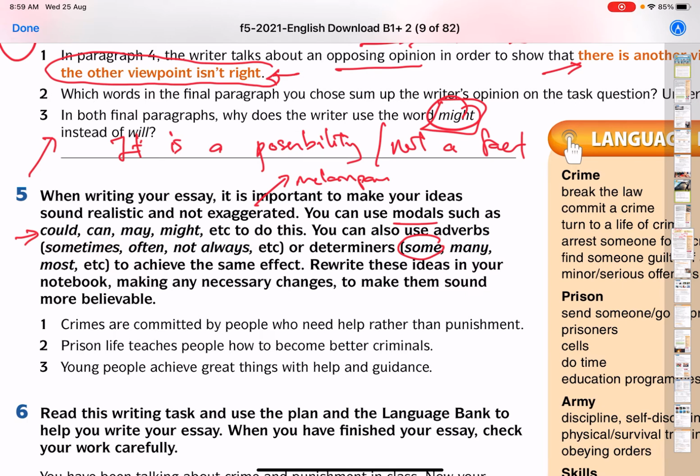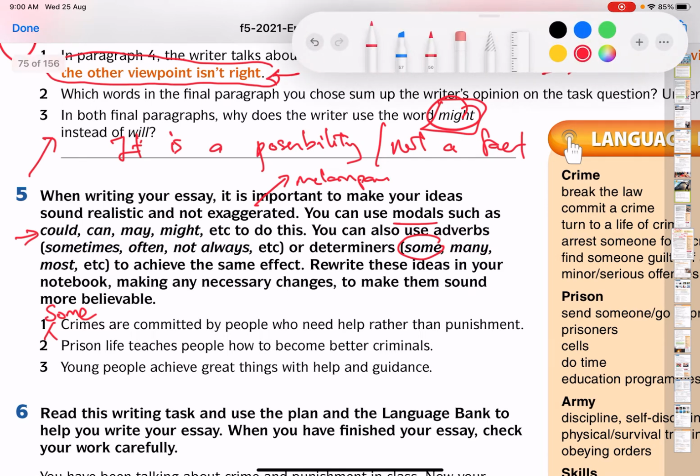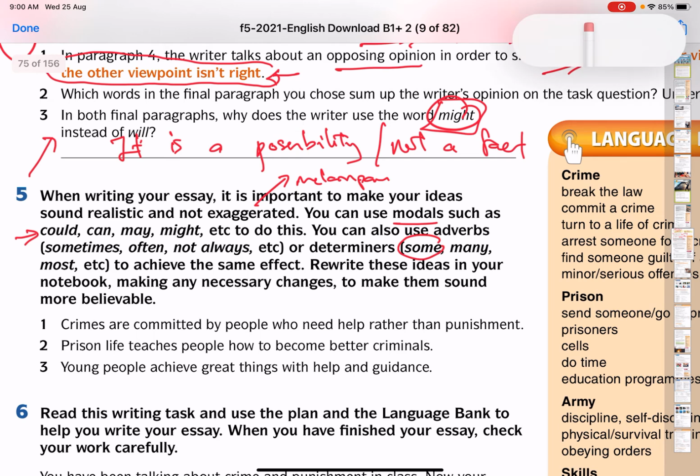You can add the word some crimes. Okay, maksudnya hanya sesetengah jenayah dilakukan oleh orang yang memerlukan bantuan. Or another example, another way for you to change this sentence would be crimes are sometimes, jenayah kadang-kadang dilakukan oleh orang yang memerlukan bantuan dan bukan hukuman.